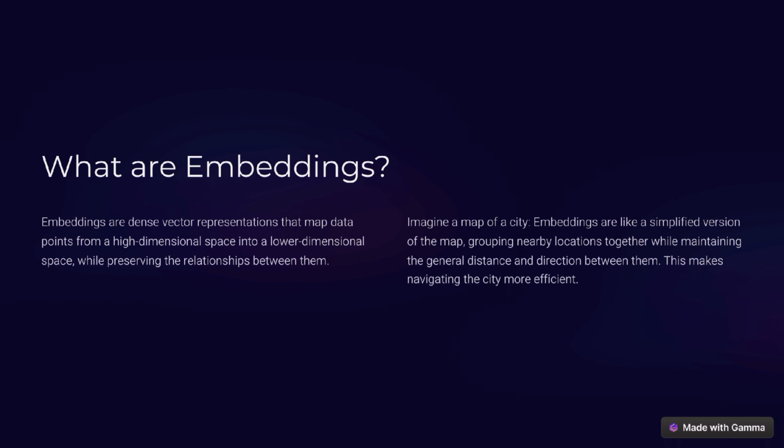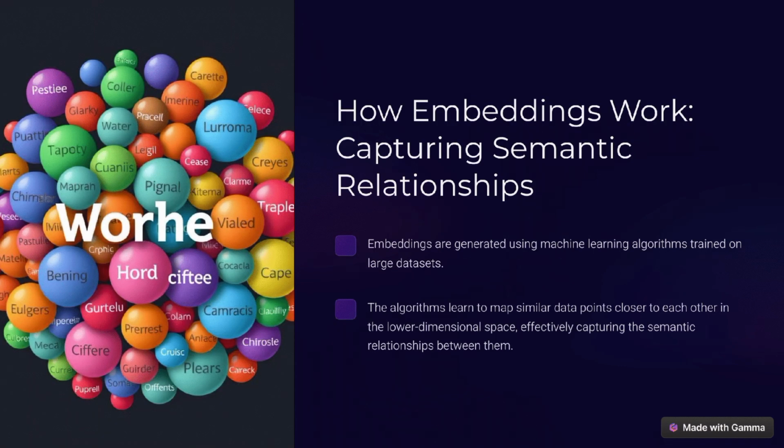Analogy: think of embeddings as a way to group similar things together. For example, words like king and queen would be close to each other in the embedding space because they are related. Can you think of two words or objects that should be close together in an embedding space? Why? Now, let's talk about how embeddings work.